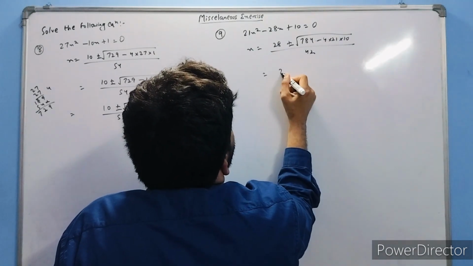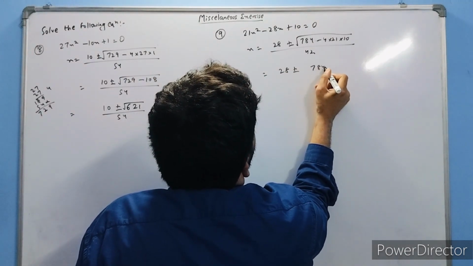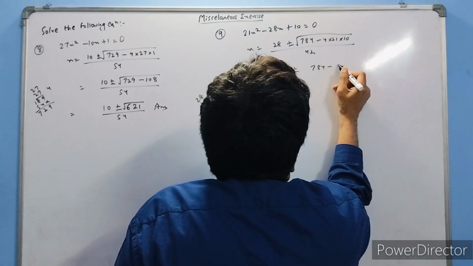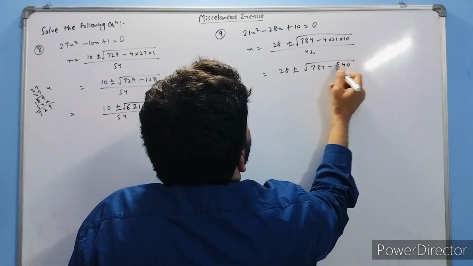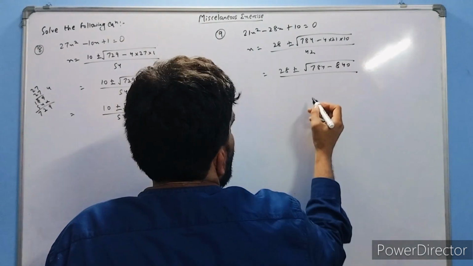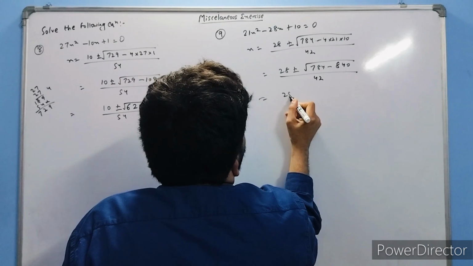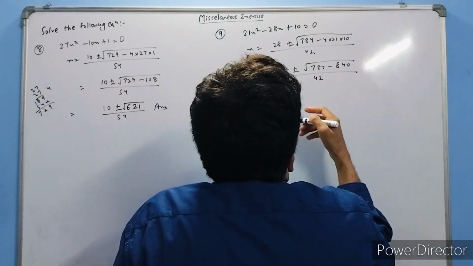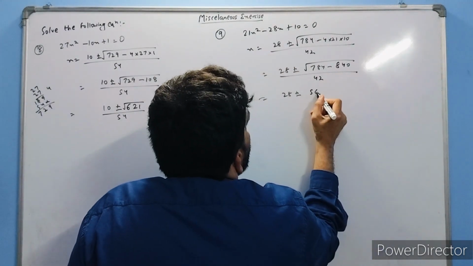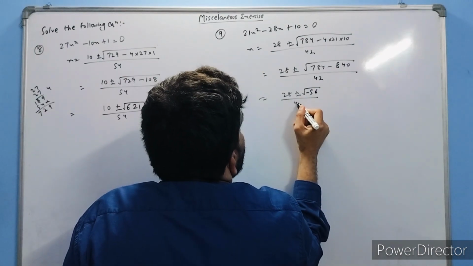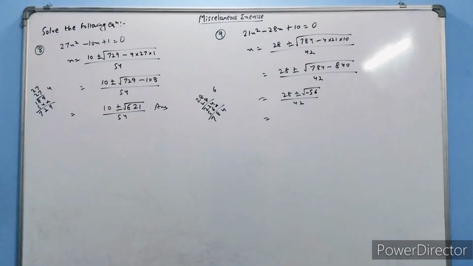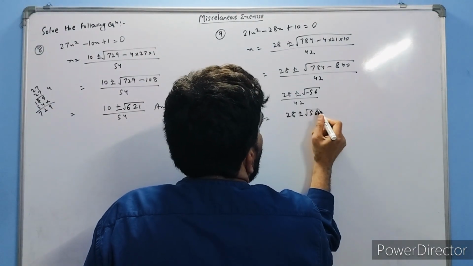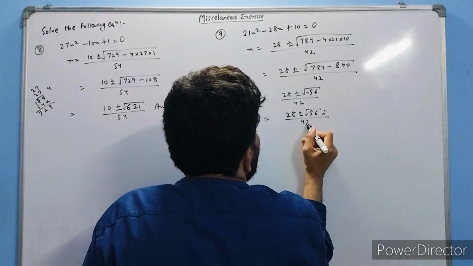So we'll have 28 plus minus 784 minus 21 into 4, we have 840. Okay, so I have this upon 42. So we have 28 plus minus. Now what we have here, we're left with 16 plus 40, 56, but it will be minus upon 42. So we know the minus 1 value under root will be i. So we have 28 plus minus 56 under root i upon 42.